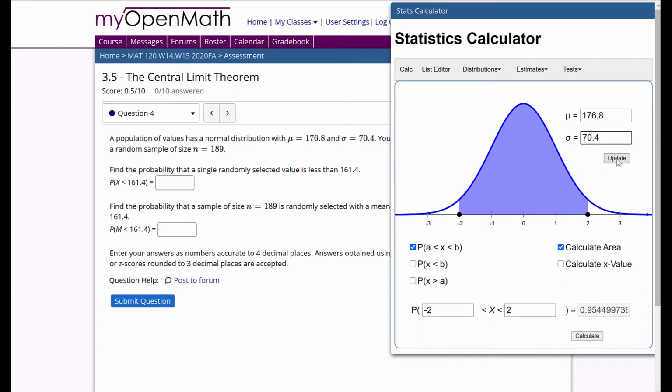Let's input those, press the update button, and you'll know that that's in because you'll see the axis change with new values that are made from these numbers here.